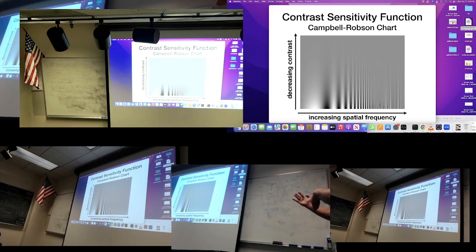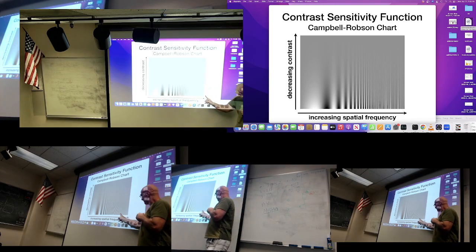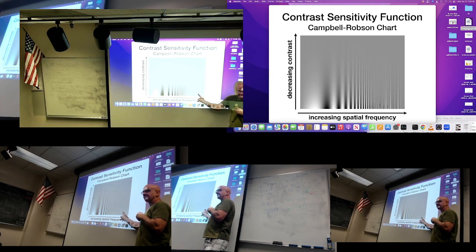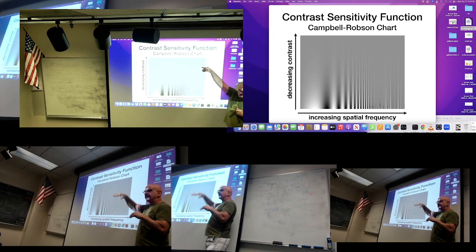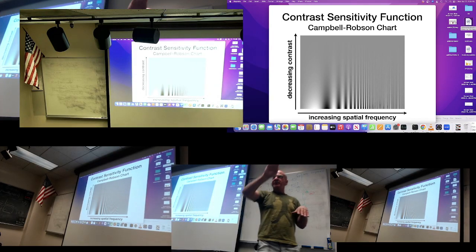Think about it as the leaves of the trees. Strong contrast would mean that I can still see the individual leaves of the trees. Low contrast would mean that the whole part of the tree will appear as one blob.